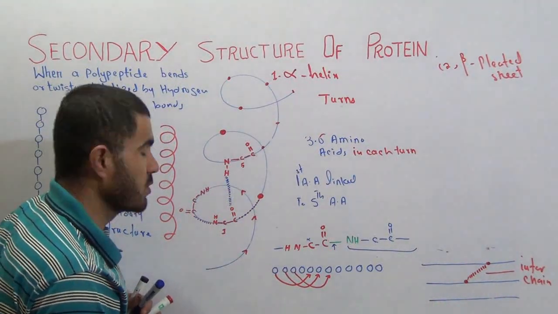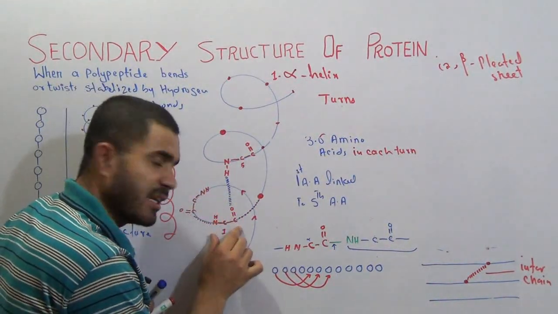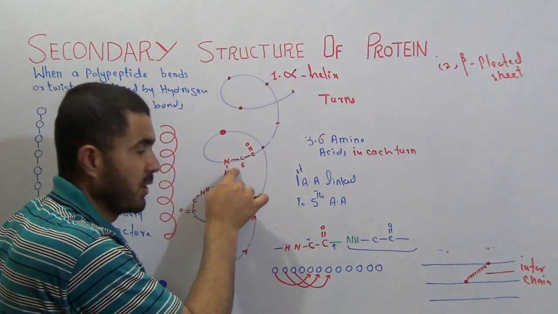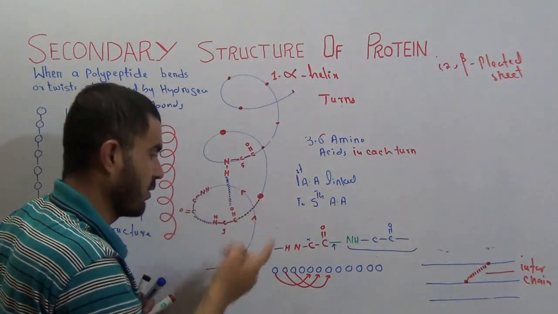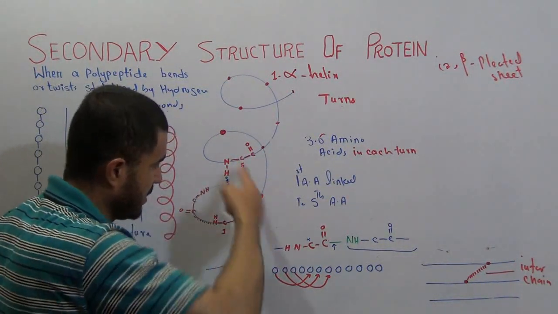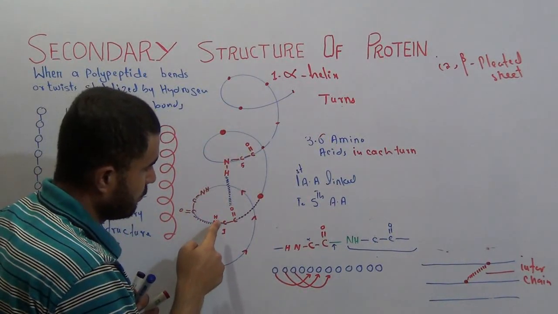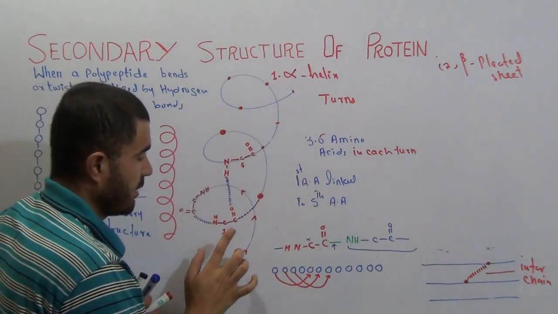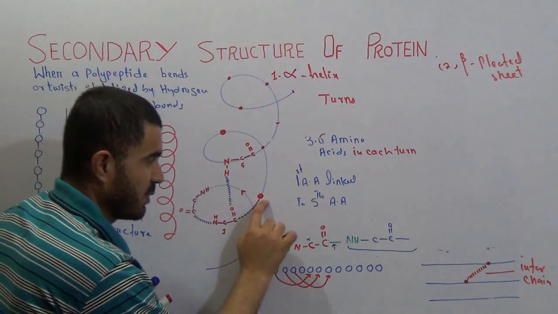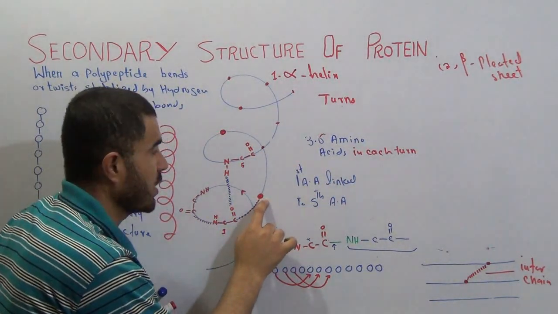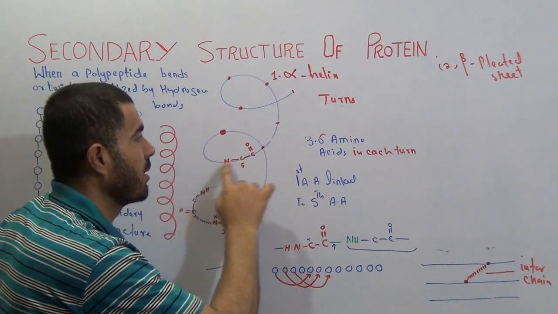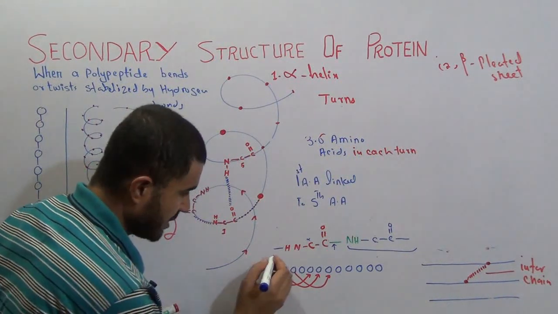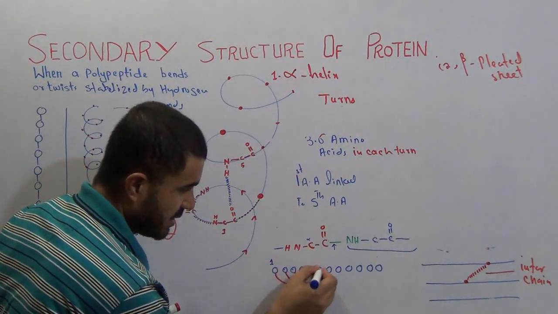But remember, the number is also important. If this is assumed to be the first amino acid, then it will make the hydrogen bond with the upcoming fifth amino acid. So 1, 2, okay. If you move like this, this will be first, second, third, fourth, and fifth. Okay, fine. If this dot is the second amino acid, it will make a bond with the upcoming sixth amino acid, like this. Let's suppose this is the first amino acid, second, third, fourth, fifth, sixth, seventh, and so on.